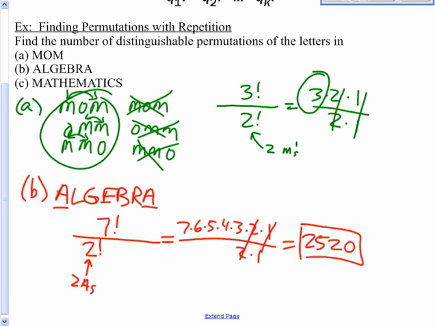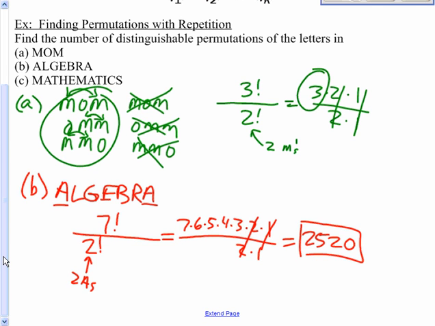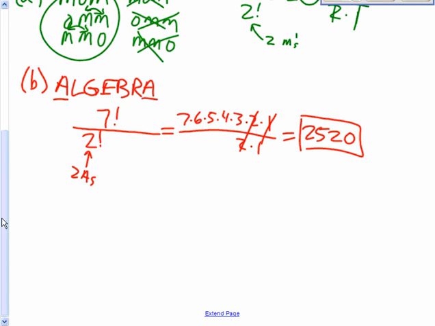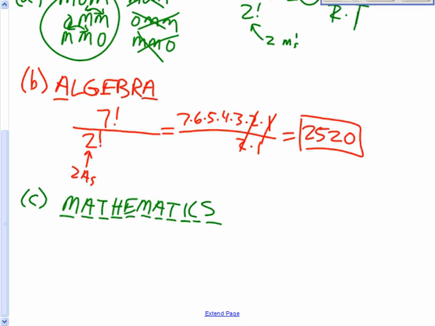Okay, all right, one more. Mathematics, another favorite word. Some of you think this is a vulgar word, but just kidding, we love it. Mathematics. How many letters do we have? 1, 2, 3, 4, 5, 6, 7, 8, 9, 10, 11. 11. Take out my repetitions. I've got an M and another M. So I have 2 M's. If there were 3, I'd have a 3 factorial down there.